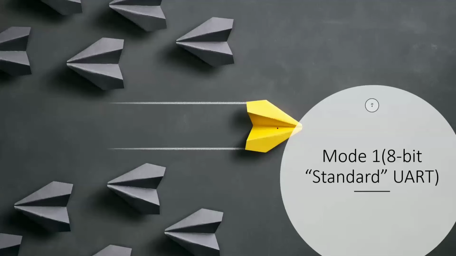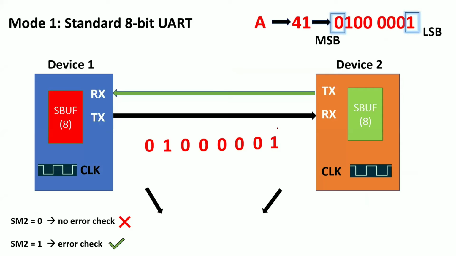Now we will see them one by one. Mode 1. I am going to start with mode 1, not mode 0, and there is a reason for it. Now this is your mode 1. What is the name of mode 1? Standard 8-bit UART mode. You already know.